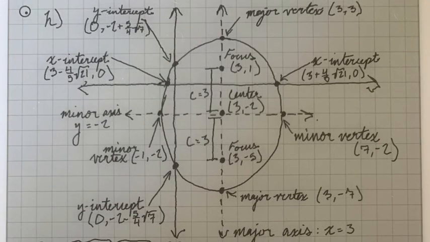Now we can create our finished graph of this ellipse. What we do first, graph the center of the ellipse at 3, negative 2, and then from there, we can graph our foci, our major and minor vertices, as well as our major and minor axes, and then our x and y intercepts. And we just draw the elliptical shape through all of the vertices and intercepts, and there you go. Finished graph of this ellipse.